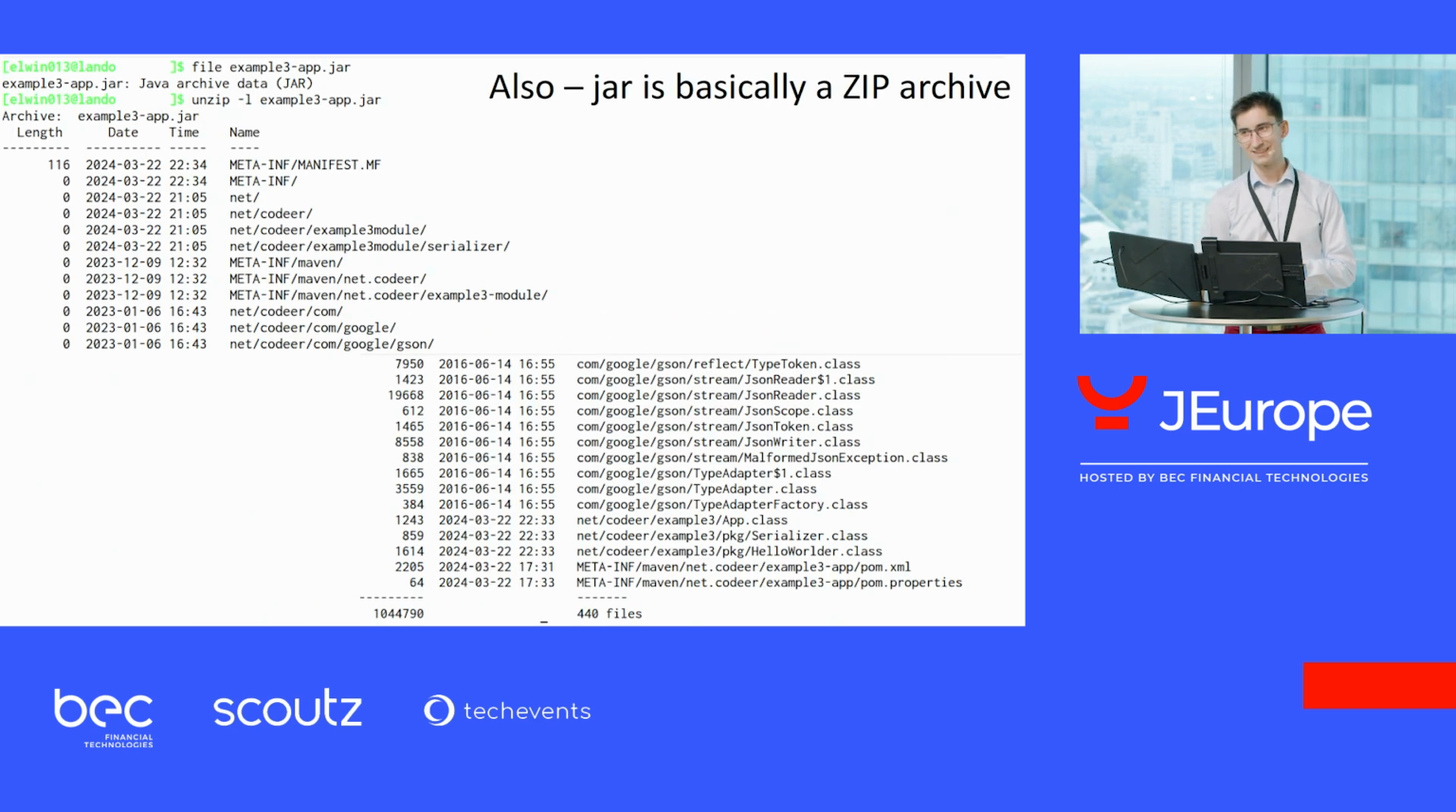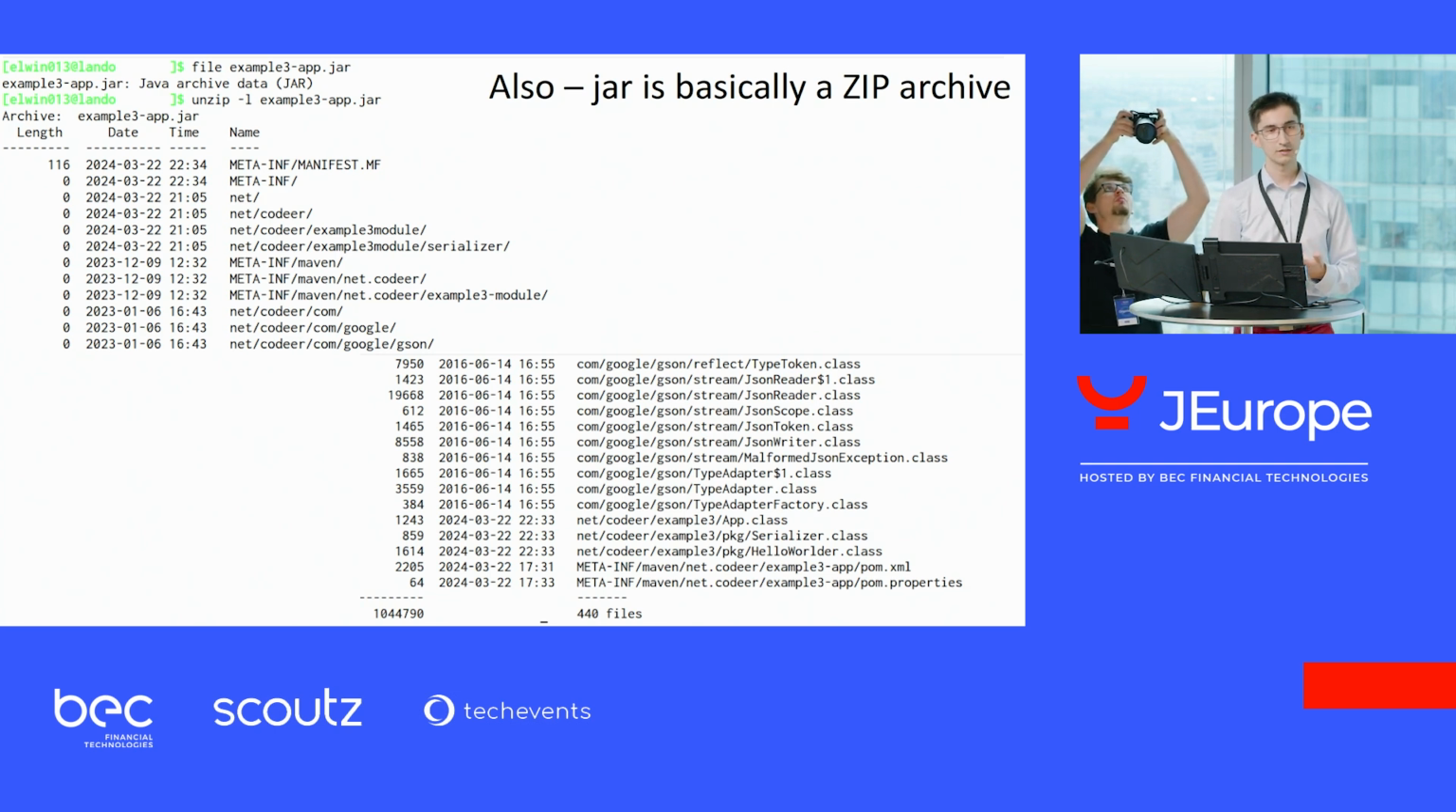What's important is that for educational and debugging purposes, we can always extract a jar file to see what is in it. So, for example, we have the application jar extracted, and we can see all classes, all files that are packaged into it, and debug, see what is going on.